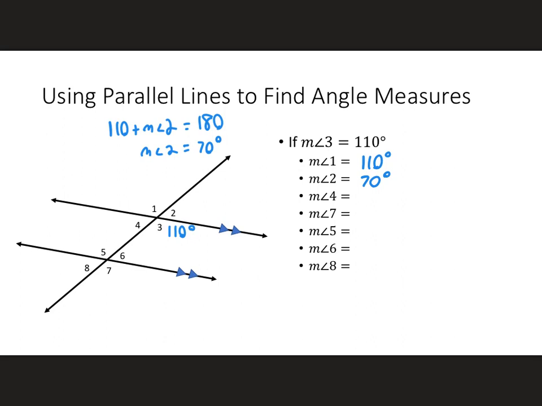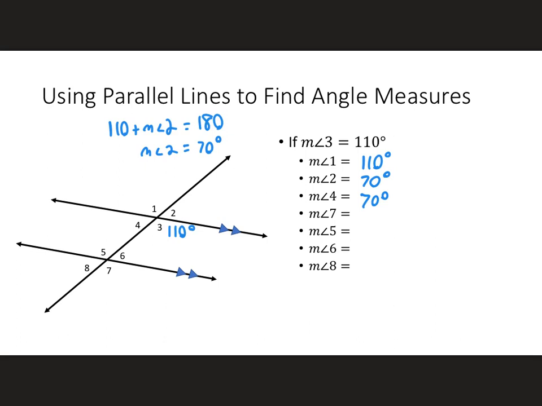Now, since we know that all these angle pair relationships are either going to be congruent or supplementary, all of our other angles are either going to be 110 degrees or 70 degrees. Since we know that angle 3 is 110 and angle 4 is a linear pair with angle 3, we also know that angle 4 is going to be 70 degrees. It's also kind of obvious because angle 4 is definitely acute, and if angle 3 is obtuse and 110 degrees, it's probably going to be the 70-degree measure.